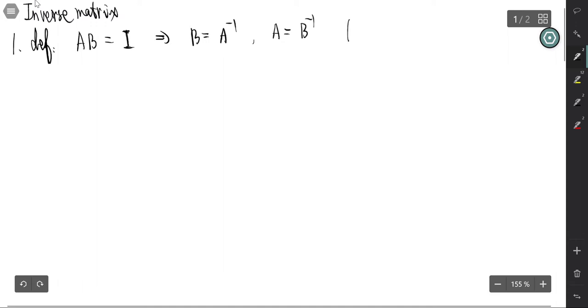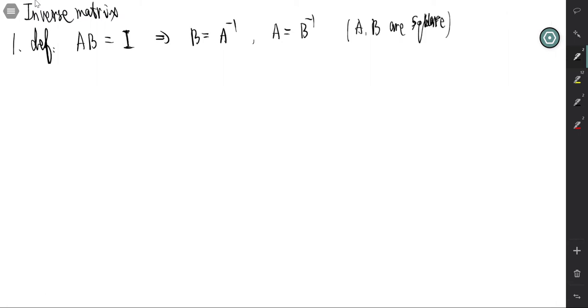Of course, we require that A and B are square matrices, because the identity matrix is a square matrix. Okay, that's the definition. Then there are two problems. The first one is how to find the inverse matrix. And the second is when a matrix is invertible.